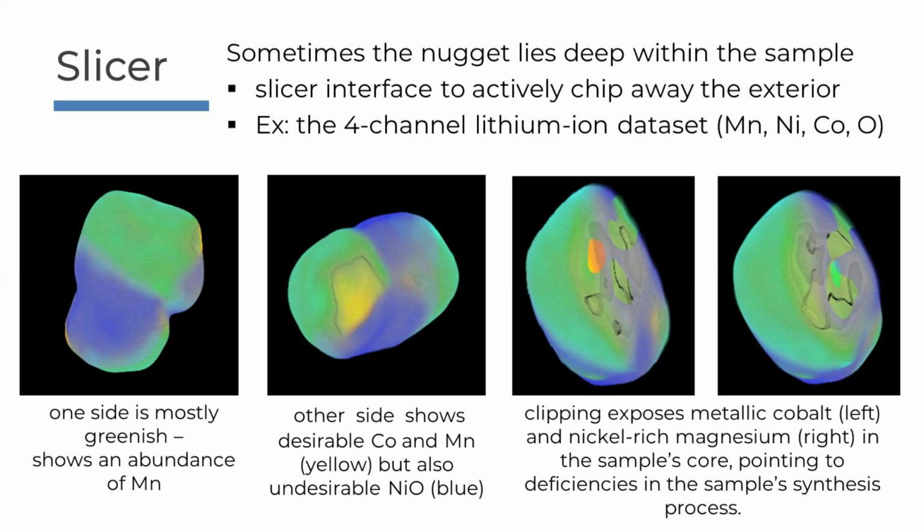Here you can see this metallic cobalt on the left, which is this orangey kind of nugget, and the right-hand side is a greenish nugget, which is nickel-rich magnesium, okay? Both of them point to deficiencies in the sample synthesis process, right? These are things you don't really want to see. These are like hardened materials, like imperfections, right? So nickel-rich magnesium and the metallic cobalt.